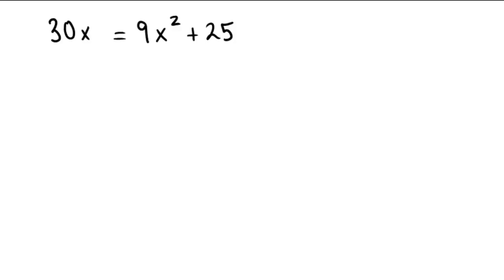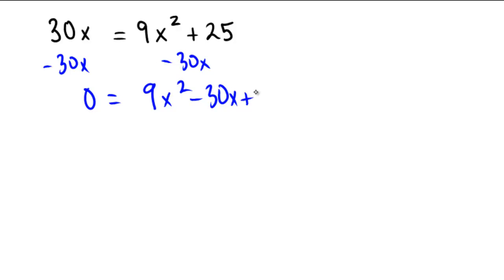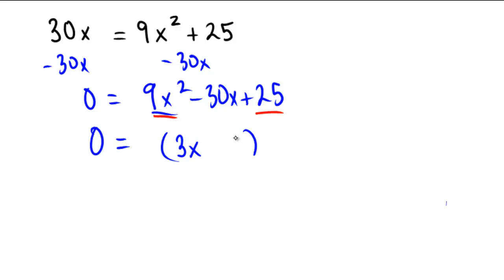And assuming you paused and tried it on your own here, together we will subtract 30x from both sides. So 0 equals 9x squared minus 30x plus 25. Notice perfect square and perfect square. So I'm going to give it a shot. The square root of 9x squared is 3x. The square root of 25 is 5. And due to the minus sign, I'm going to put a minus there.